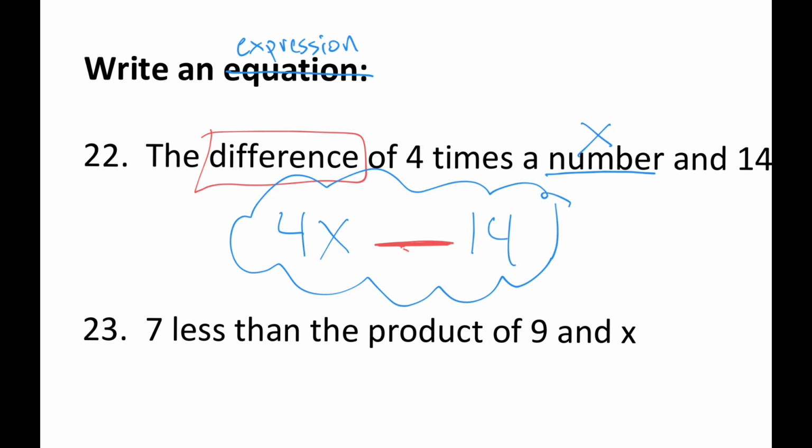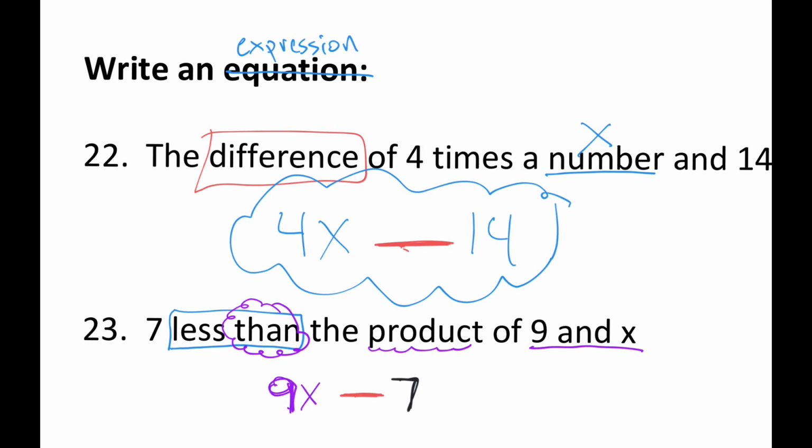It is an expression. Number 23, it says 7 less than the product of 9 and x. So first of all, we have to remember what is less than. And in writing the expression, less than means you guys are going to subtract. So when you subtract, you have to be careful with the word than, because that word tells you guys to actually change the order. So even though the 7 is first, you can put the 7 after the minus. So I'm going to put the 7 here. And before the minus, we are going to put the product of 9 and x. We know product means multiplication. So 9 times x will be 9x.